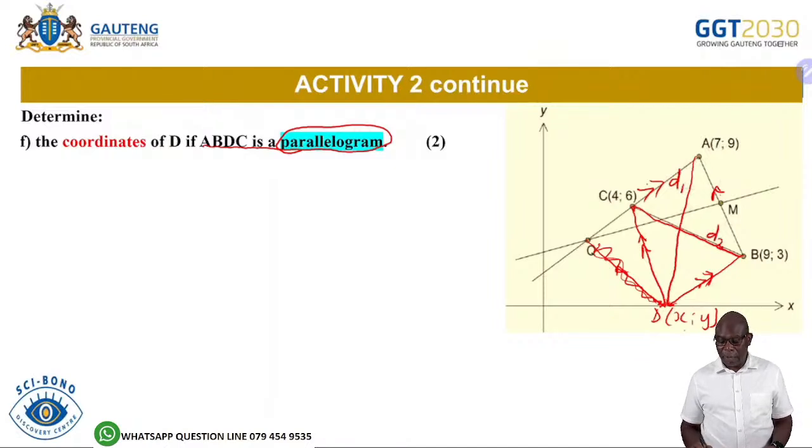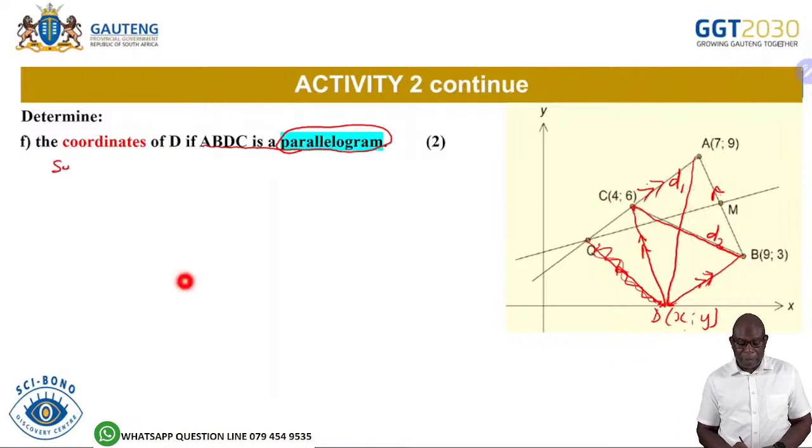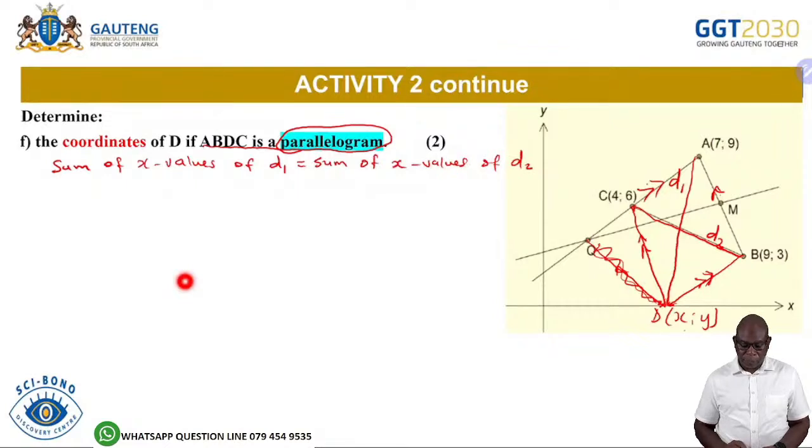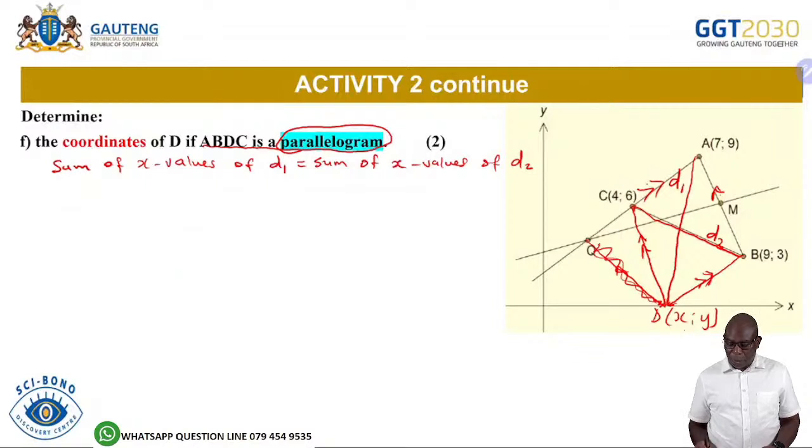So the sum of the x values of diagonal 1 is the same as the sum of x values of diagonal 2. So I'm going to say the sum of x values of diagonal 1 will be the same as the sum of x values of diagonal 2. Right. So now I'm going to write them down now. So I'm going to start with diagonal 1. So diagonal 1, it's x plus 7. Remember, it's x plus 7. I'm talking about the sum. So of diagonal 2 will be 9 plus 4. Then I'll get x, it's equals to 13 minus 7. So my x value will be equals to 6.